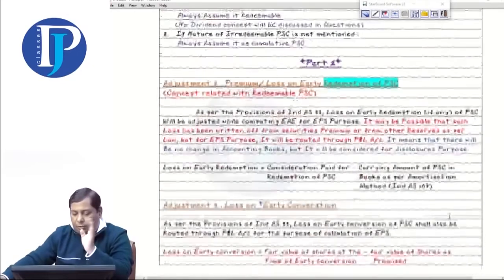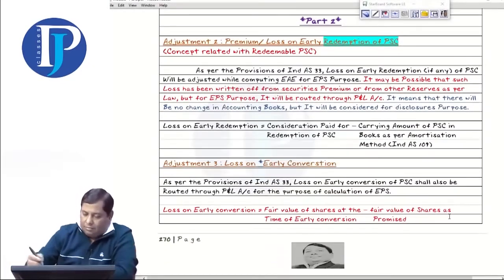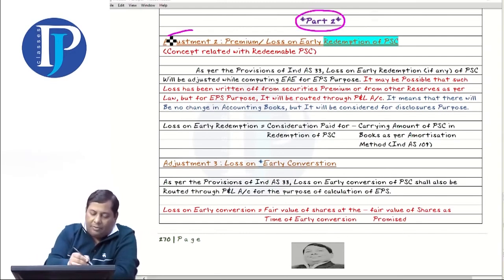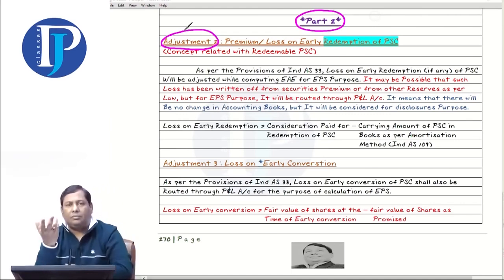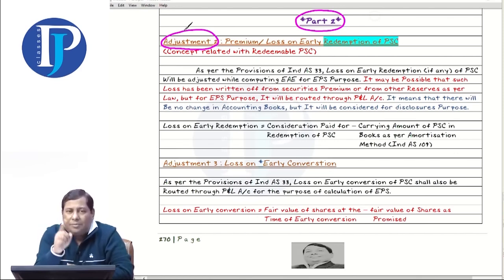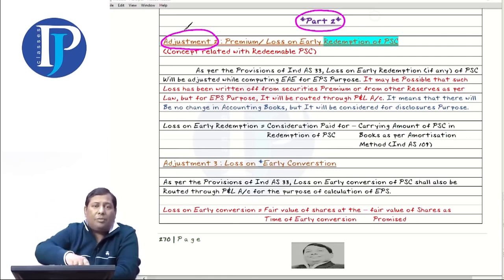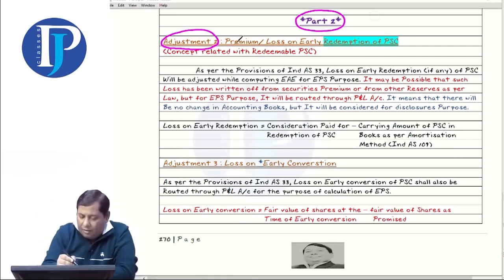First lecture was over. We came to the second lecture. Second video starts from here, and I started adjustment number 2. What is being adjusted? Preference share capital. We first discussed the dividend in preference share capital. No dividend in redeemable. It is in irredeemable. It will go as per cumulative, non-cumulative. Adjustment of preference share capital is not completed. See the second point: premium or loss on early redemption of PSC.